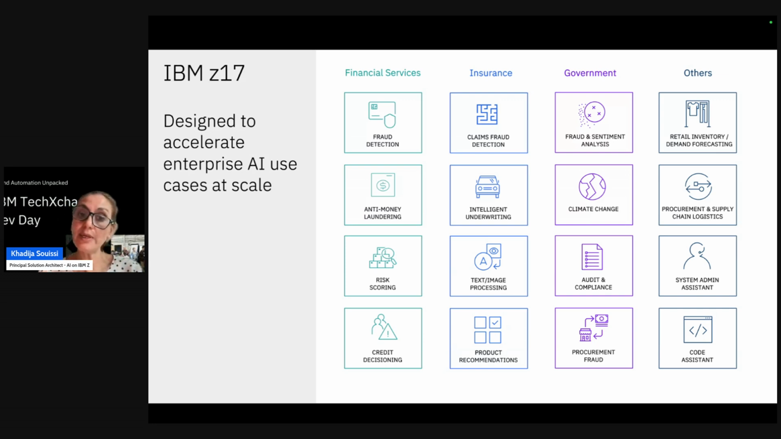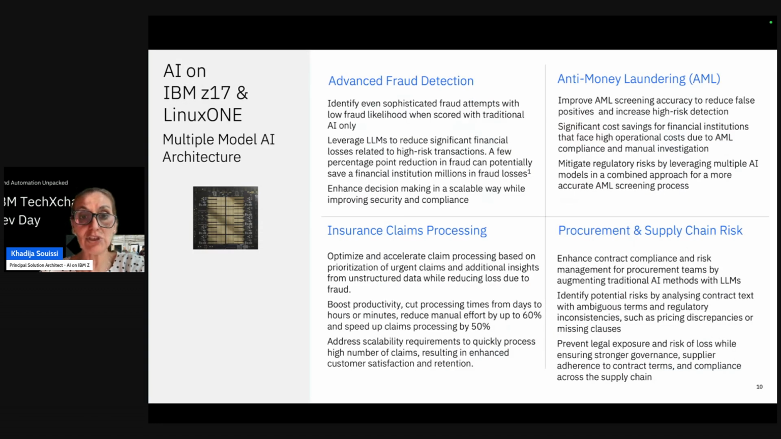In the insurance area, we see typical use cases around claims fraud detection, intelligent underwriting, text and image processing, and product recommendations. And in government, we have been seeing really interesting use cases in the area of fraud and sentiment analysis, and also some image analysis that we had never thought would be relevant for IBM Z clients. But again, the sensitivity of the data and the security and scalability aspects let clients think of the IBM Z platform as an important platform to host their AI technology.